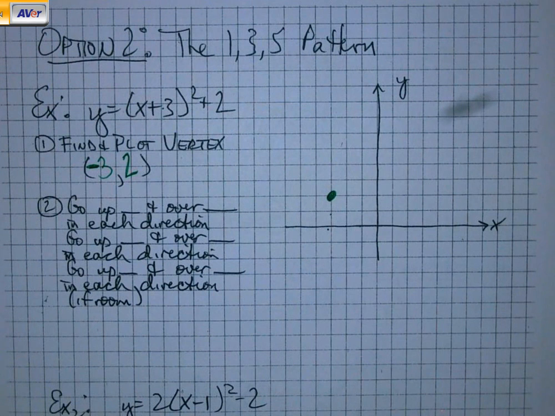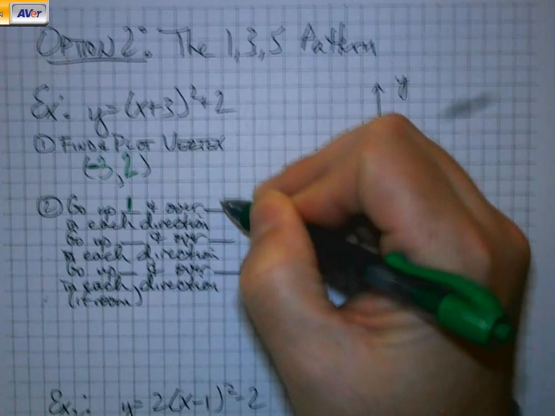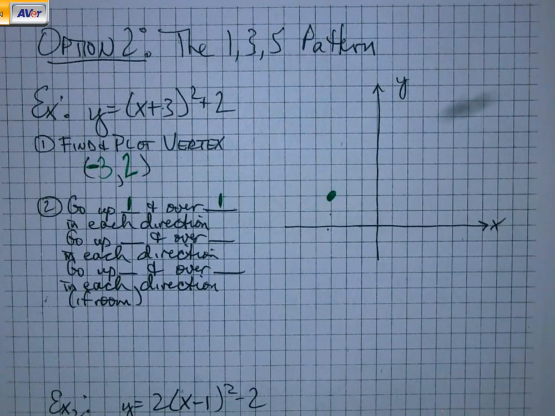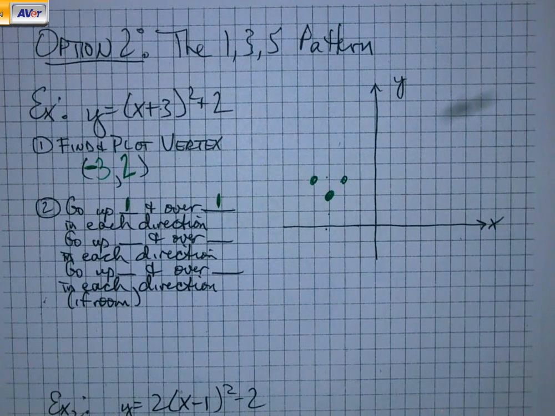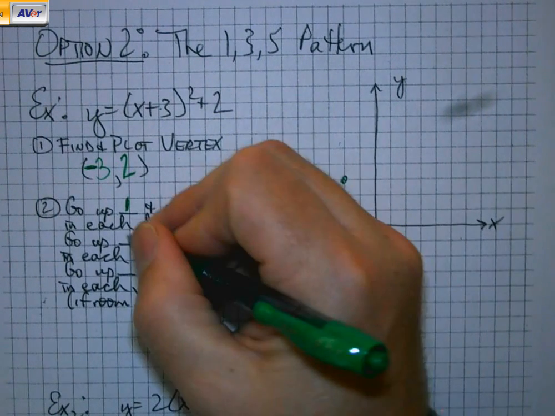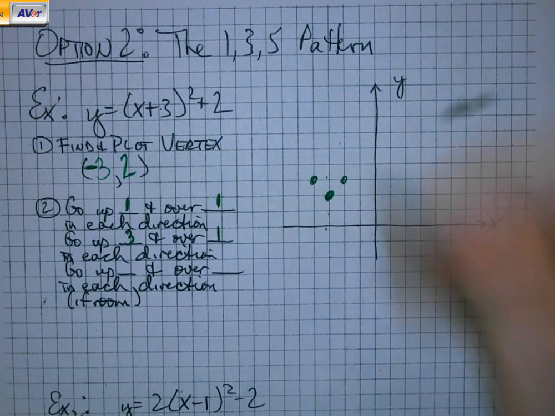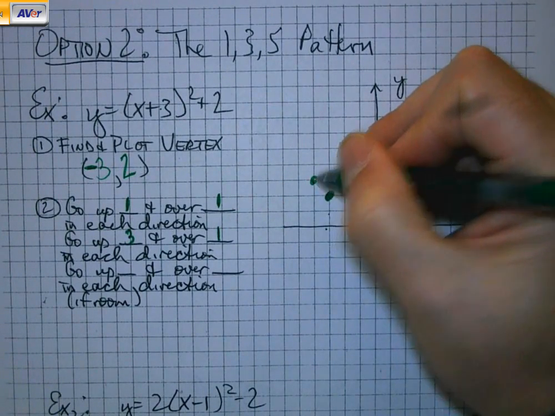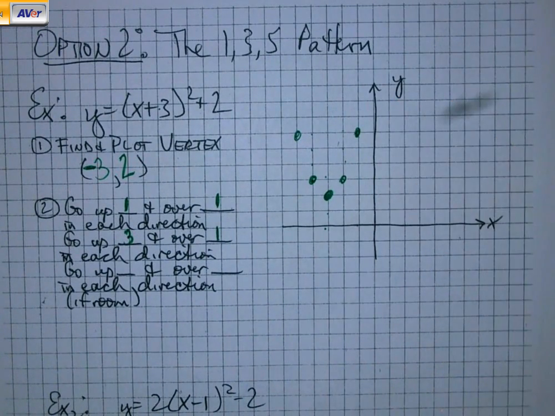So here's how this works. 1, 3, 5. You're like, okay, where's this coming from? Once I've done that, now I'm going to go up 1 and over 1 in each direction. Up 1 and over 1 in each direction. Then when I get done with that, I'm going to go up 3 and over 1 in each direction from those 2 points I just made. So up 3 and over 1. Now to be honest, that's probably enough for you to make a quality graph.